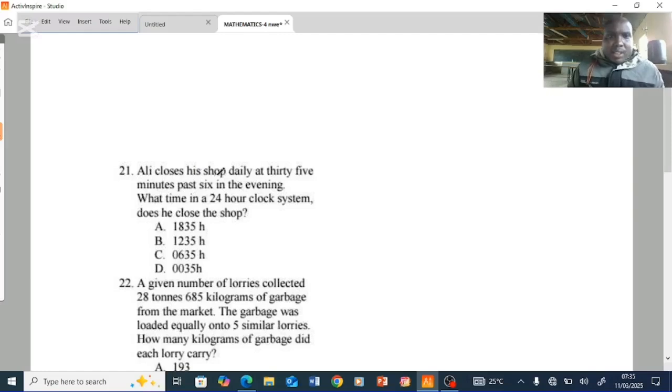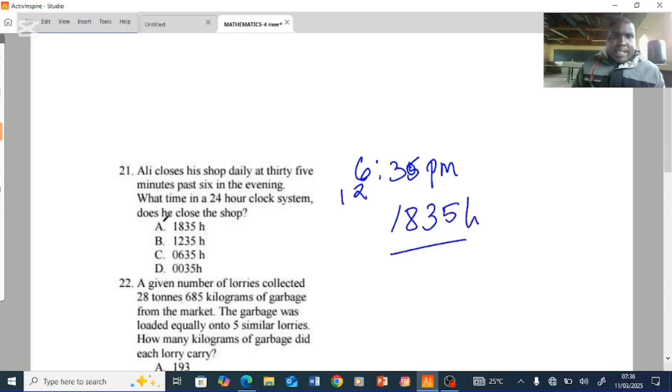Ali closes his shop daily at 35 minutes past 6. 35 minutes past 6 in the evening. What time is that in 24 hours? You simply add 12. So that is 18:35 hours. That is 6:35 p.m. in the evening.